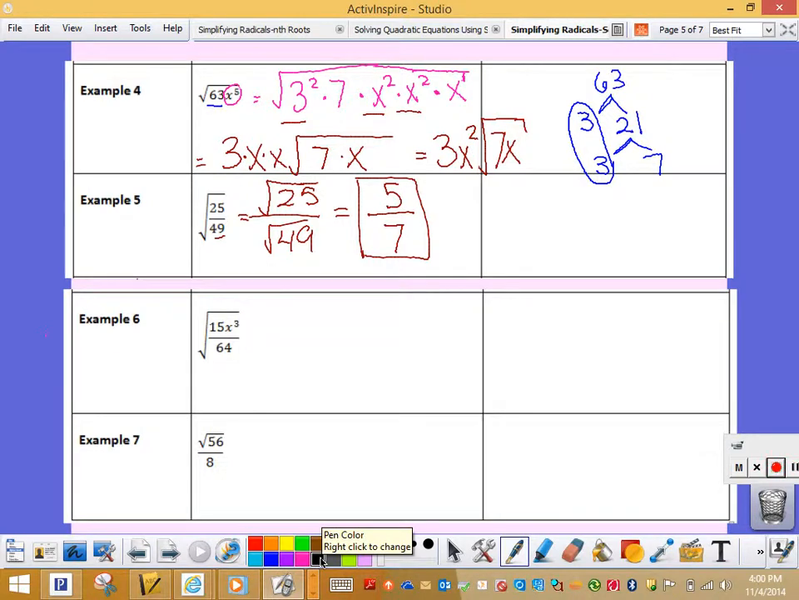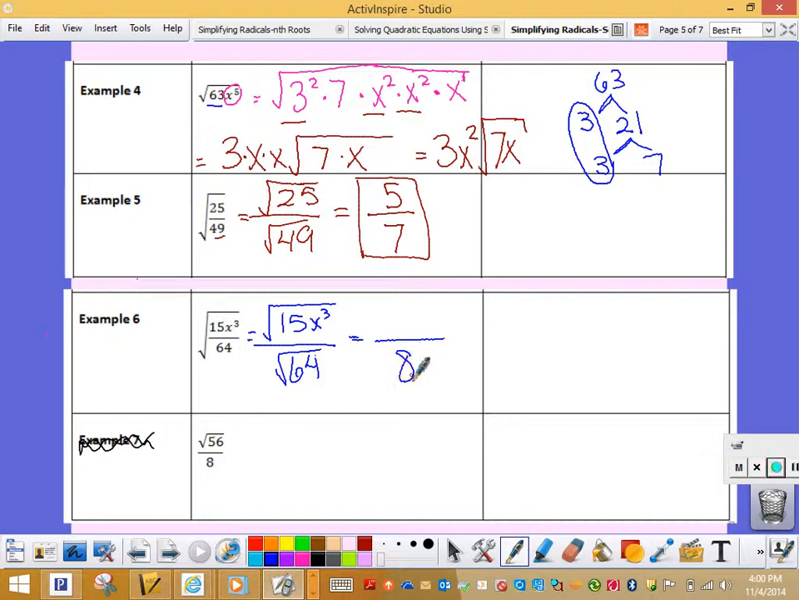The next one I want to try is example 6, and we are going to skip 7. So scribble out 7. Example 6, we're going to break it up again. The square root of 15x cubed divided by the square root of 64. Hey, we know the square root of 64. I know 8 times 8 gives me 64. So I can actually just write 8 in the denominator. And in the numerator, I want to break this up into something nice. So I'm going to do my factor tree for 15 over here. 15 is 3 times 5. Oh, darn it, they're both prime.